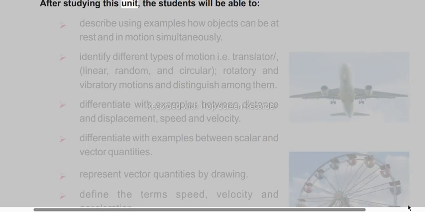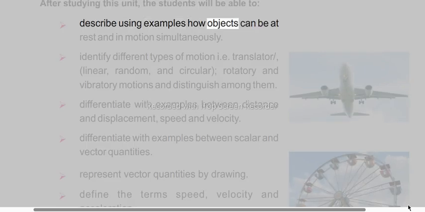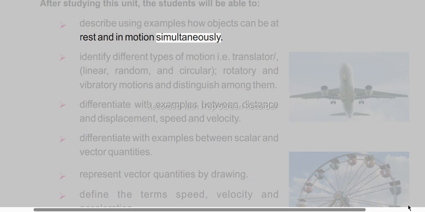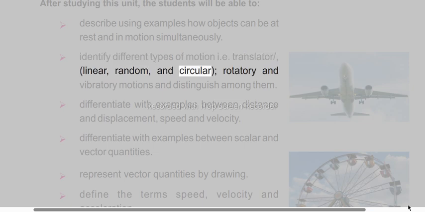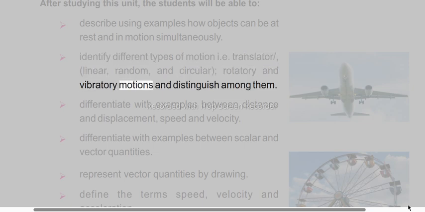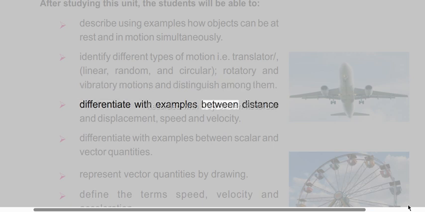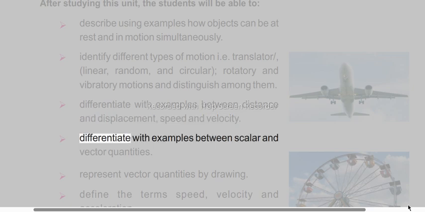After studying this unit, the students will be able to describe using examples how objects can be at rest and in motion simultaneously. Identify different types of motion, i.e. translatory (linear, random, and circular), rotatory and vibratory motions, and distinguish among them. Differentiate with examples between distance and displacement, speed and velocity. Differentiate with examples between scalar and vector quantities.